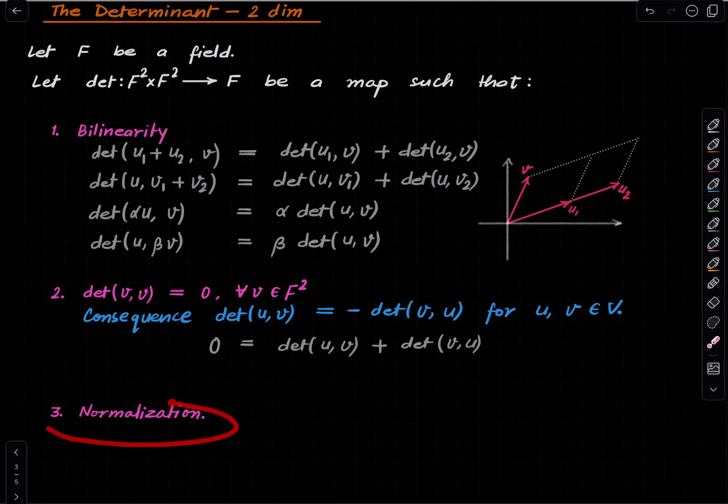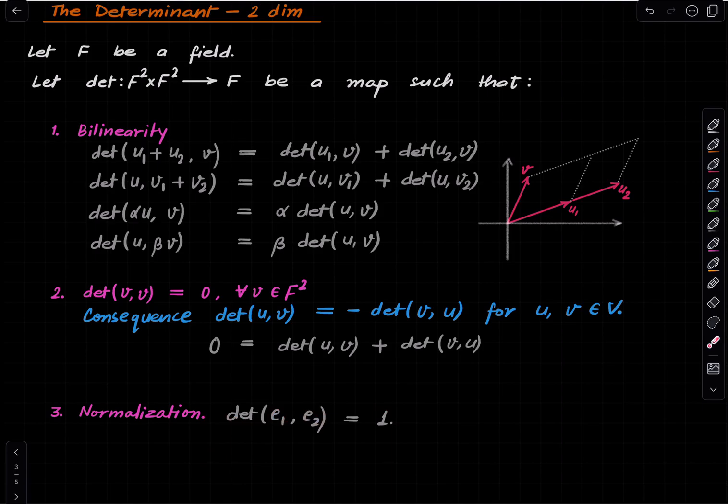And lastly, normalization. Note that the constant function 0 satisfies the first two axioms. And that's a silly function. That is not a notion of area on anything. So we have a normalization axiom, or a non-degeneracy axiom, which says that the determinant of the two standard basis vectors taken in order, e1, e2, is the identity of the field element. The determinant function assigns this the area 1.